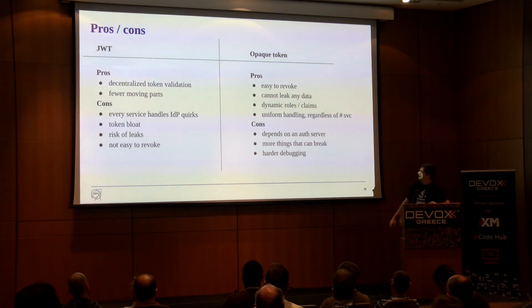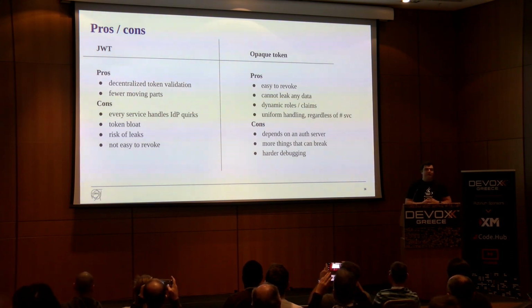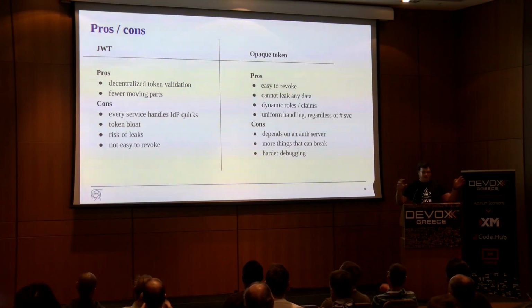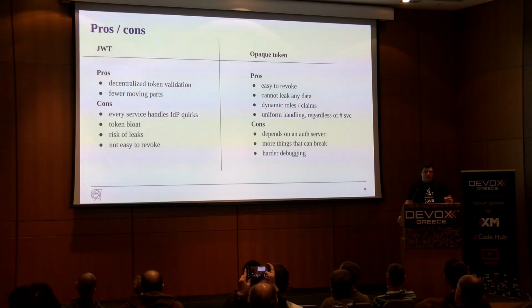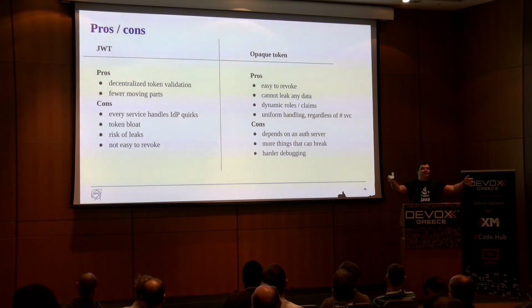Important slide here. If you're using JWTs, it's great for decentralized validation. You have less moving parts. But every service will handle different IdP quirks. Like I was saying, you need to map tokens and crazy stuff like that. The token can grow a lot, right? Because you're passing down things, and you can't really change it, right? It's immutable, the JWT token. So what do you do? You keep sending it down.